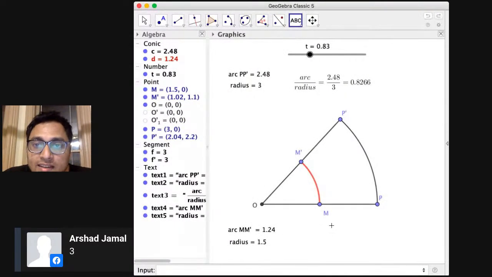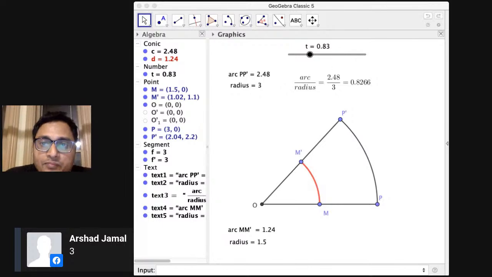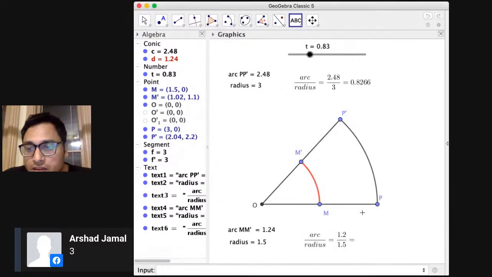Great. So what is the value of arc over radius now? The value of arc over radius is equal to, we have 1.24, sorry, this is 1.24 by 1.5, is equal to, if you divide 1.24 by 1.5, what do you get?